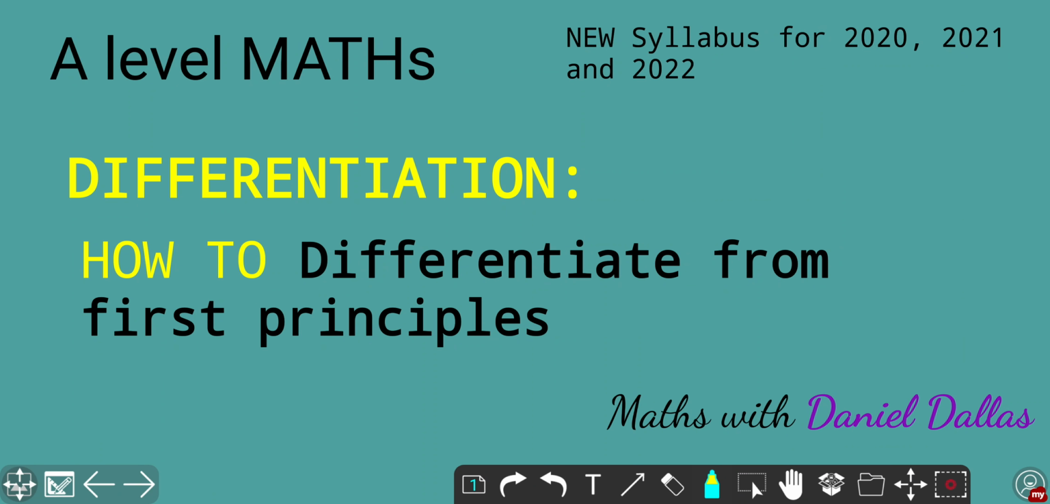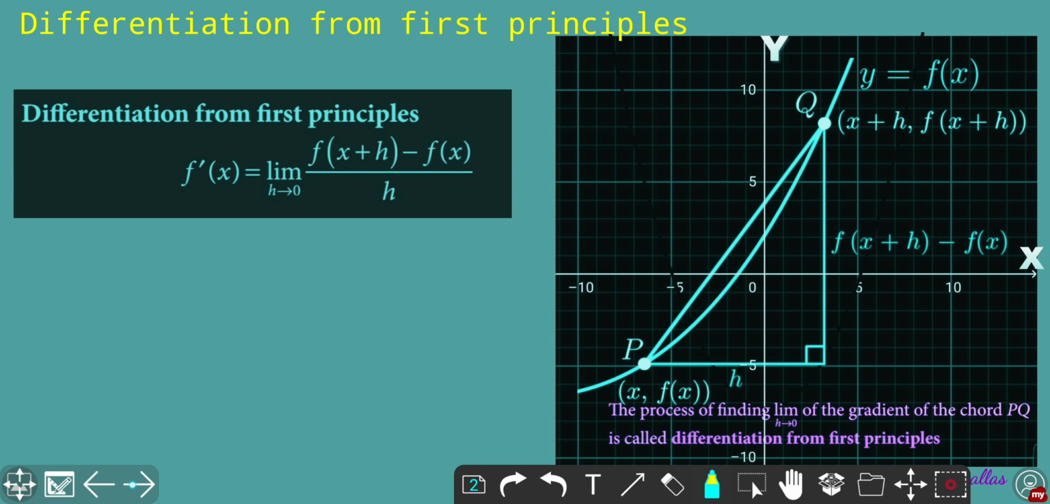We are on differentiation, A-level maths. This is the right time to understand how to differentiate from first principles, using the definition to find the derivative of your function. Make sure you watch the previous video where we discussed the principle. The principle is for differentiation, and we denote the derivative as f prime (f dash) or dy dx.